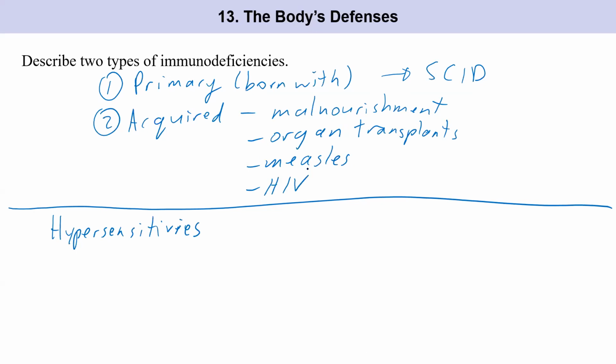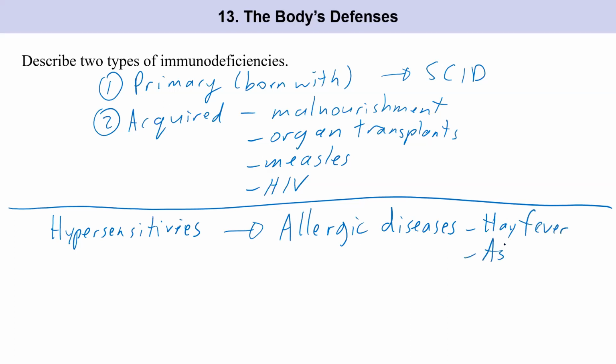Hypersensitivities, on the other hand, there were 4 categories. I kind of broke them really into 2 categories. We had allergic diseases. And allergic diseases, that includes a whole bunch of things like hay fever, asthma, anaphylactic shock, eczema, those kind of things are allergic diseases.